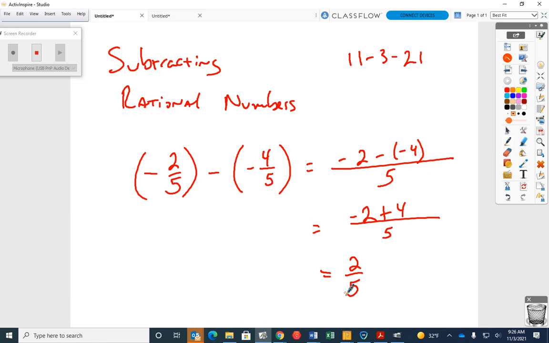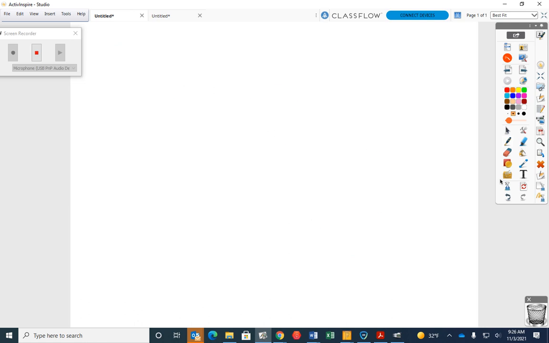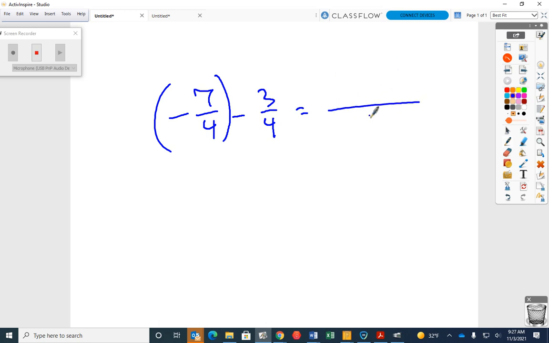Okay, let's try another one. Can I erase that? Let's try this one. I've got negative 7/4 minus 3/4. I'll put this in parentheses so I know it's negative. What do you think I should do? First of all, do I have a denominator that's the same? I got a 4, right? So I write that 4. So I'm good for this.